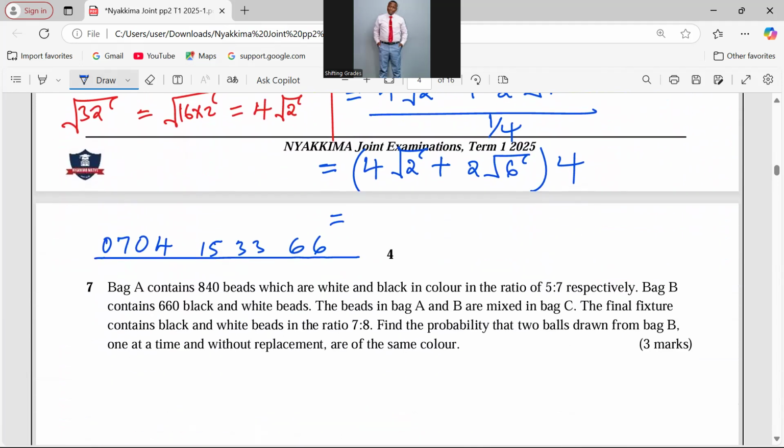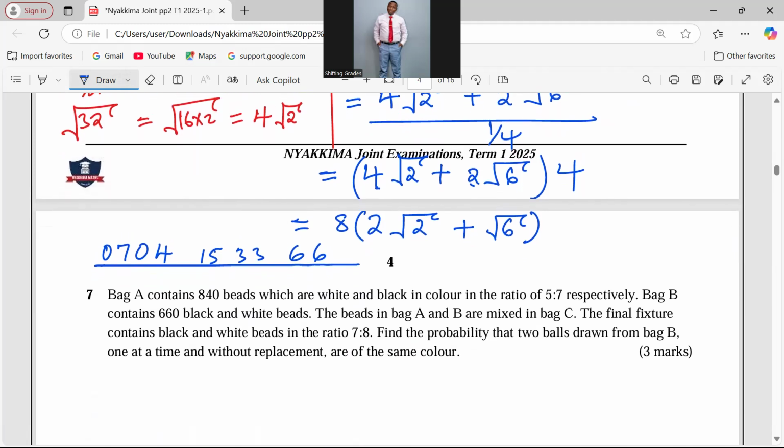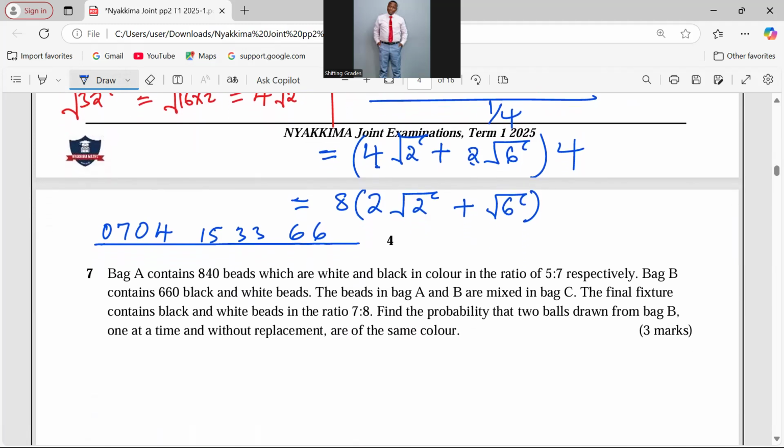Instead, I'll factor whatever is common, which is 2. So you discover that inside the bracket there is a 2, which can be factored. So that will remain with 2 the root of 2 plus the root of 6. And now that we have factored out 2, the 4 which was outside the bracket now becomes 8 because of the 2 that we have factored. So this is now the simplest final answer in that particular case.